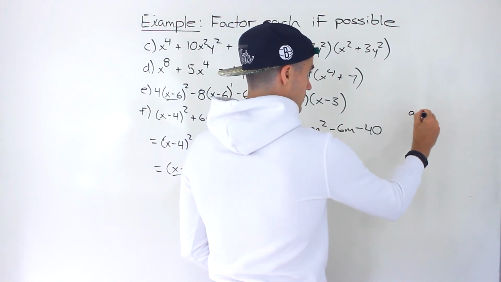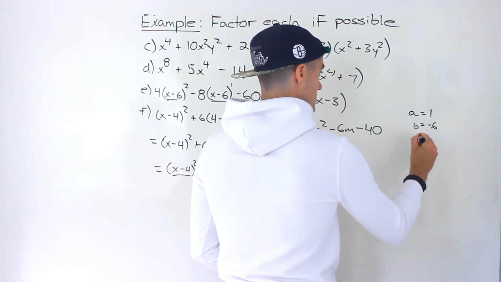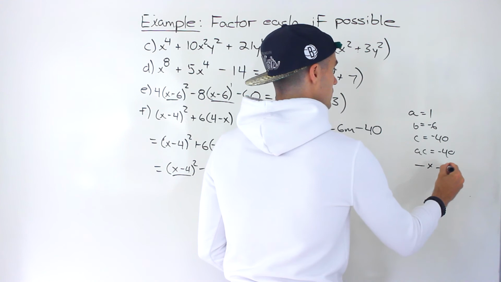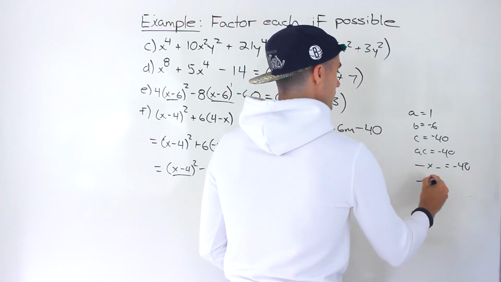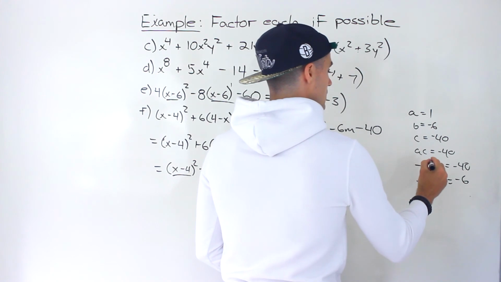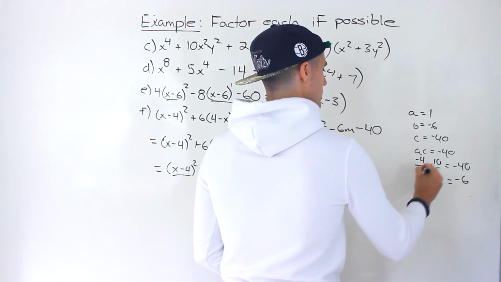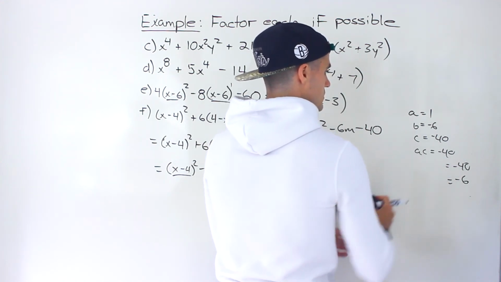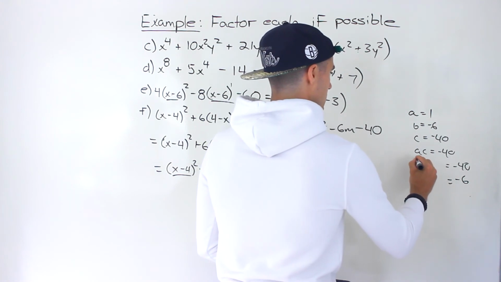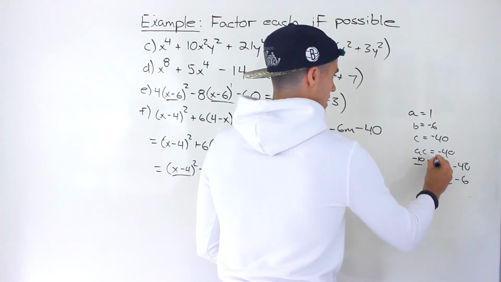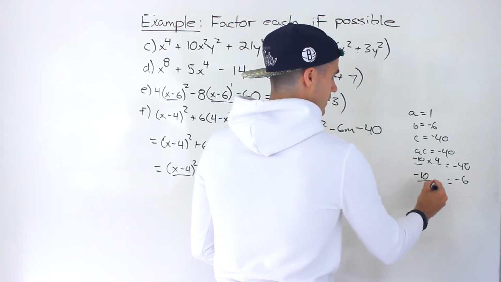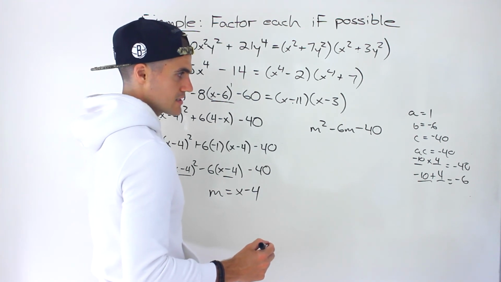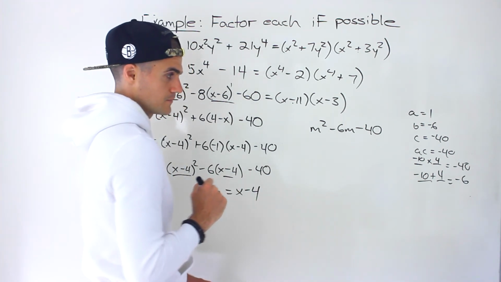So now let's go into the decomposition. A is 1, B is negative 6, C is negative 40, AC is negative 40. Two numbers that multiply to negative 40 and add up to that B value of negative 6. We get what? Negative 4 and 10? No, this should be switched up, sorry. Yes, negative 10 times 4, and then negative 10 plus 4. Right, negative 10 plus 4 is negative 6. Negative 10 times 4 gives us negative 40.